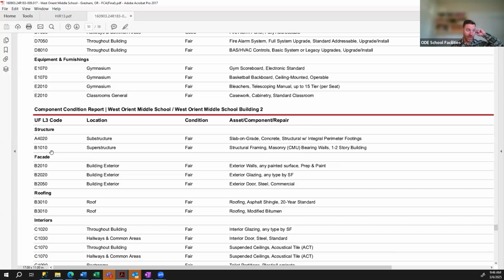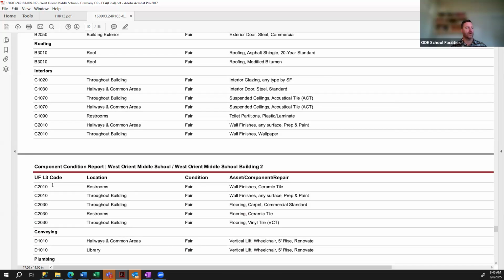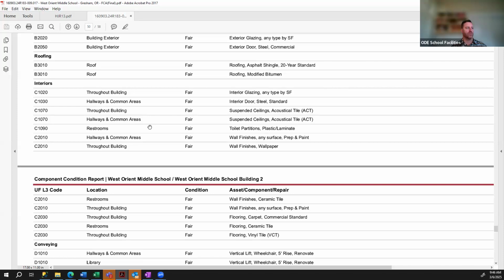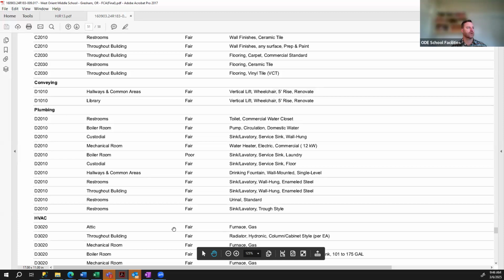You can see how they break it down into buildings. So this is building 2. Again, it goes through the executive level summary, starts with the structure, the facade, then goes into the roofing and interiors. One of the questions in the last training was what types of interiors is it looking at? Well, it shows you right here in this list. Interior glazing, doors, there's steel doors in this building, suspended ceiling tiles, toilet partitions, wall finishing, flooring, carpet, etc.